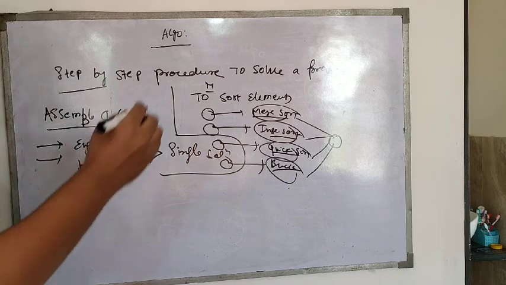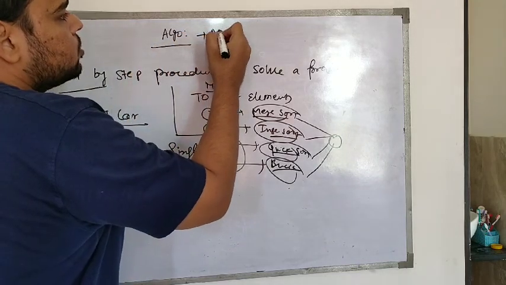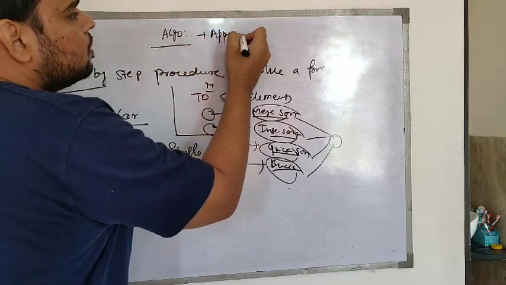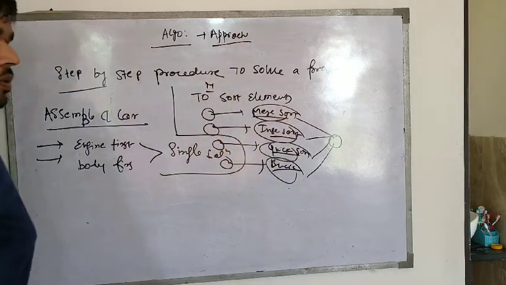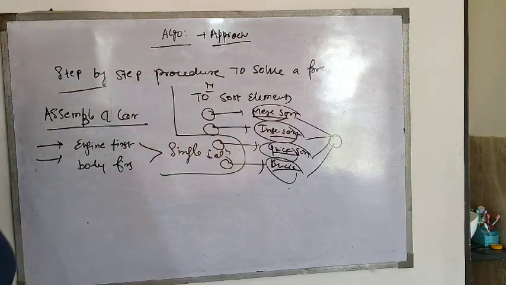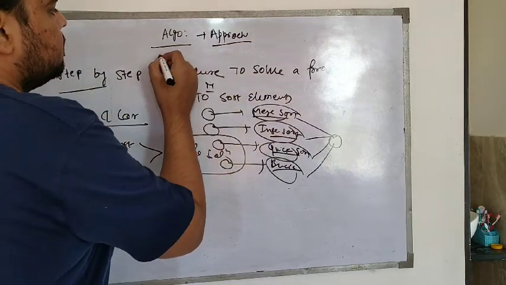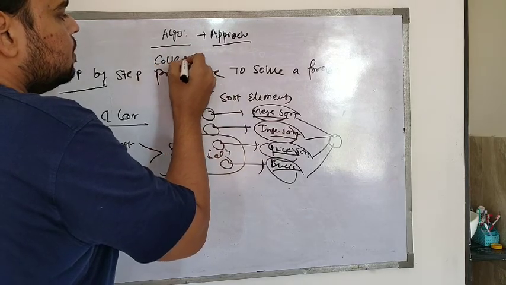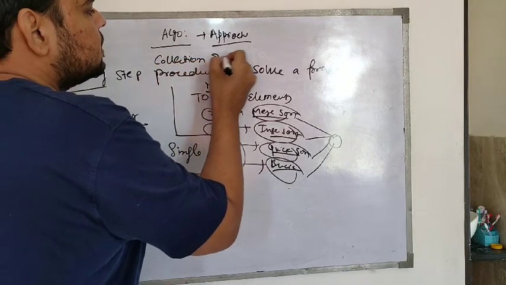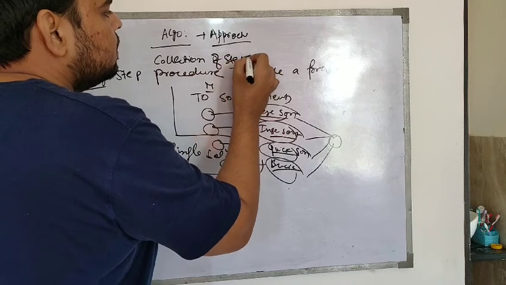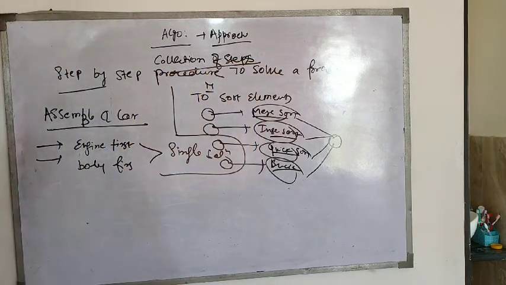So algorithm means the approach. Algorithm means what is your approach? A collection of steps, you can say, a collection of steps to solve any particular problem. So that is called the algorithm.